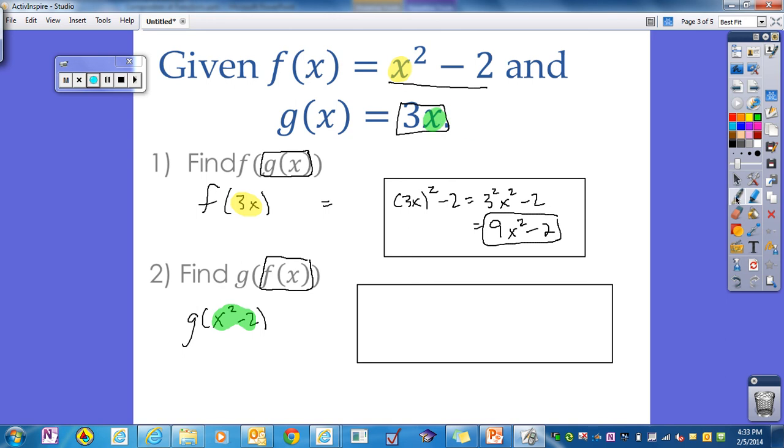Alright, so that means that I'm going to be doing 3 times x squared minus 2. So that means I have to distribute. So I have 3 times x squared, which is 3x squared, and then 3 times minus 2, which is minus 6. So my final answer would be 3x squared minus 6.